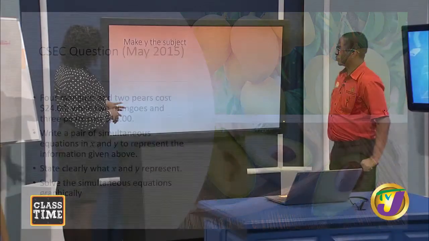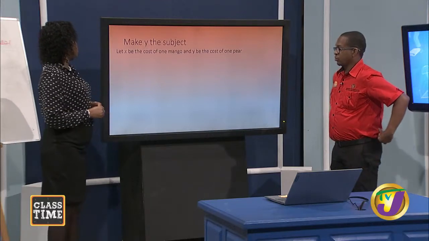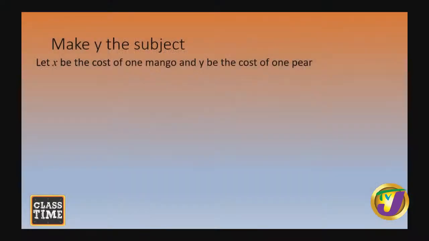First of all, let X be the cost of one mango and Y be the cost of one pear. Looking at the equation, it's 4 mangoes and 2 pears for $24. So 4X plus 2Y, the X being the cost of one mango. So that 24 is the total cost for the 4 mangoes and the 2 pears.